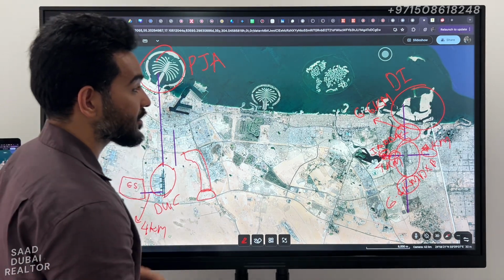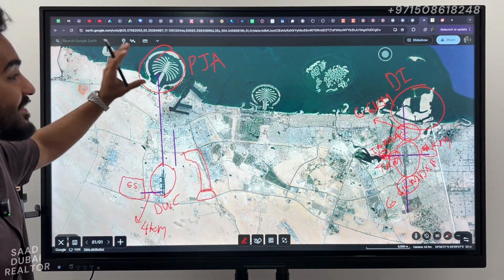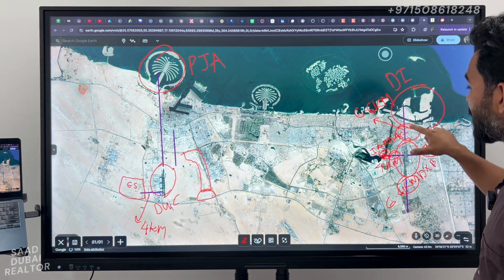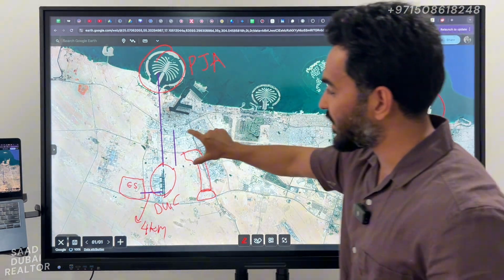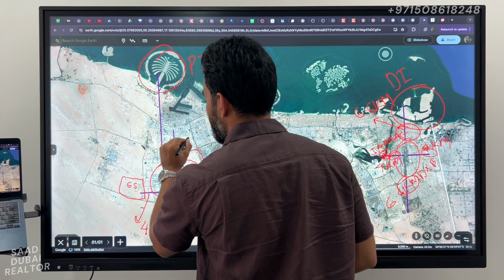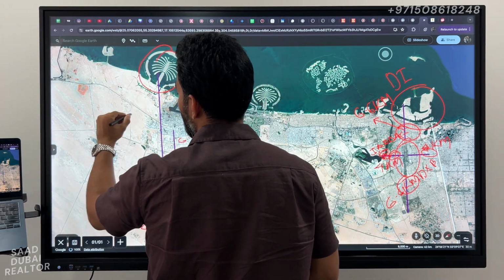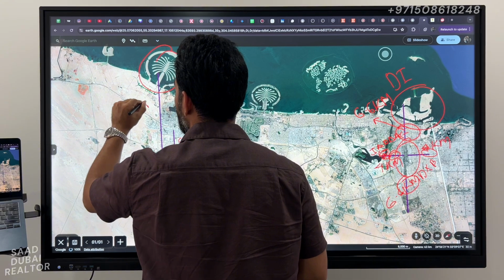This is to give you an understanding of why Palm Jebel Ali is a safe area to invest. This line right here was 6.6 kilometers. Now this same distance I've taken right here. So this is 6.6 kilometers, and this distance to Palm Jebel Ali is 18 kilometers.